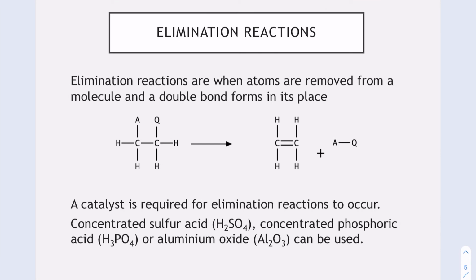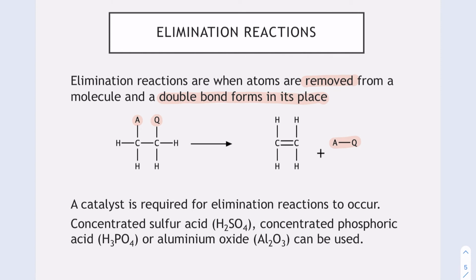Here we have our first new reaction, which is called an elimination reaction. And as it says here, an elimination reaction is when atoms are removed from a molecule and a double bond is formed in its place. So for example, we've got A and Q, which then get removed, and we've got ethene in this example. So a catalyst is required for this. It's something that doesn't happen on its own.